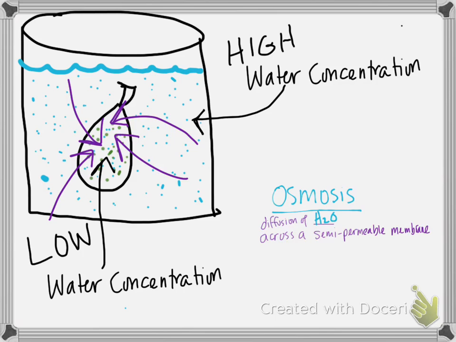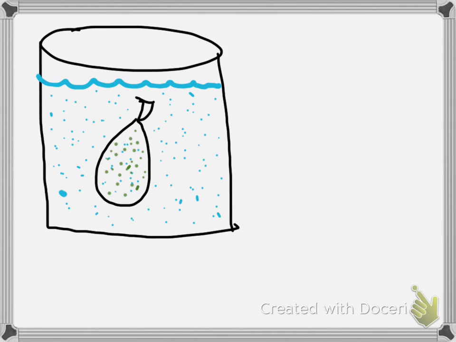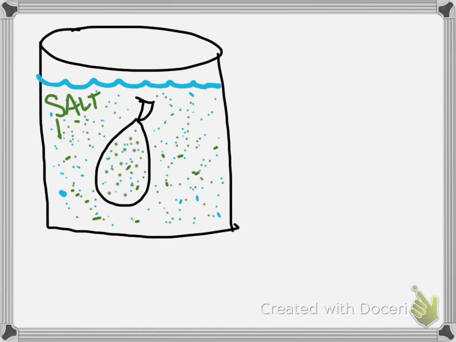Now, let me ask you this. What if we turn the tables? About fish out in the ocean, you say? Well, what's in the ocean? Salt. Lots of salt. Making more little dots. And I'm going to label this salt water. Salt water. So there is so much salt.